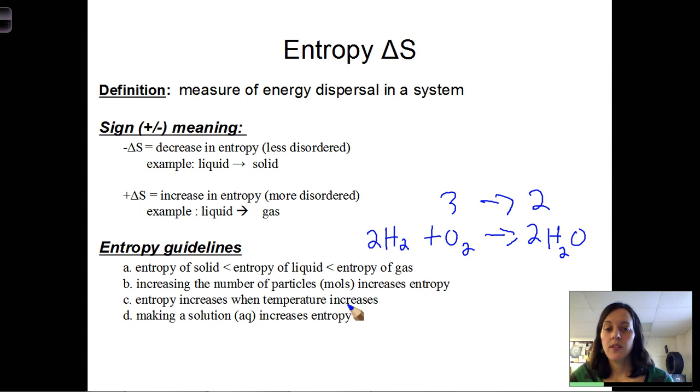Entropy increases when temperature goes up. Kind of makes sense because molecules and atoms are moving faster. And then making a solution. So anytime you see AQ, it increases the entropy. So if you took salt and dissolved it in water, there would be a higher entropy after you've dissolved it as opposed to before dissolving it.